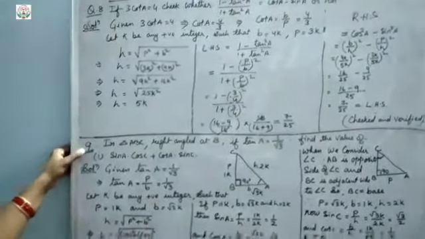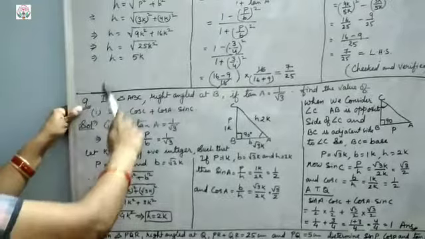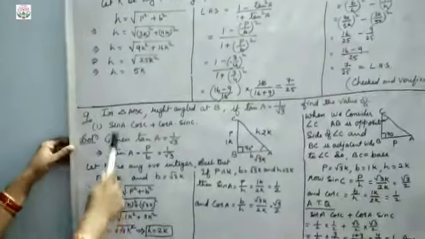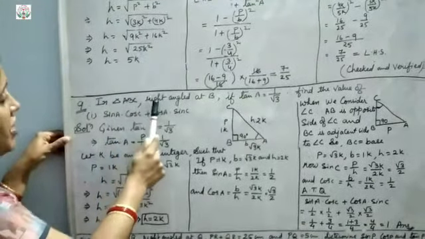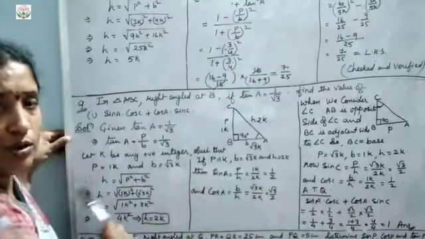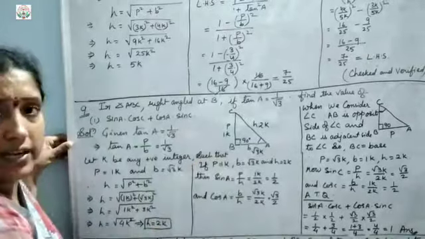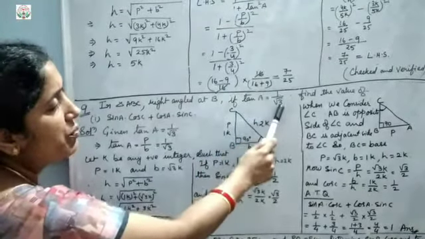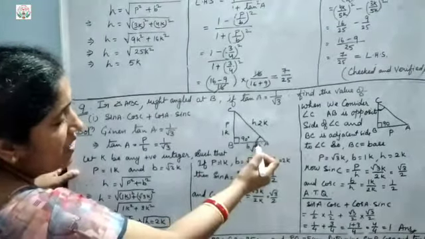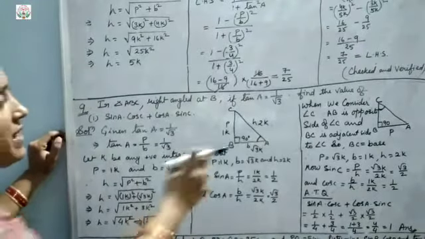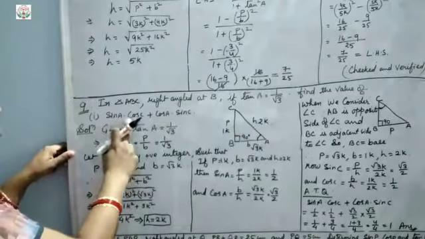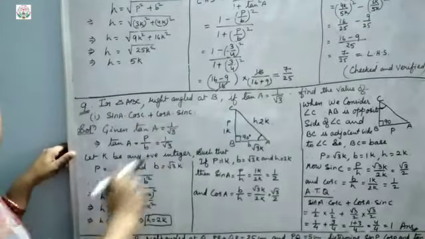Okay. Now see the 9th question, second part, that is your homework. Remember, children. Now 9th question: in triangle ABC, right angle at B, it is given in the question. So triangle ABC I have drawn, where angle B is 90 degrees. If tan A equals 1 upon root 3, tan A meaning this angle, we have to find the value of sin A into cos C plus cos A into sin C.